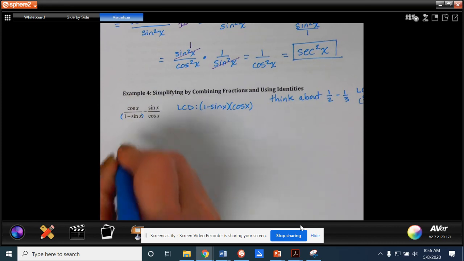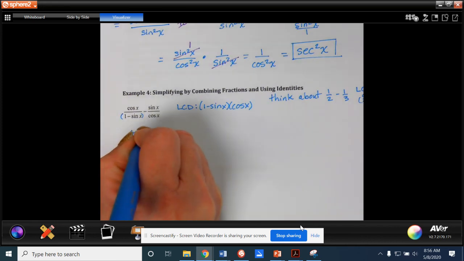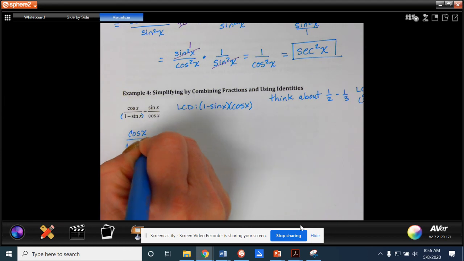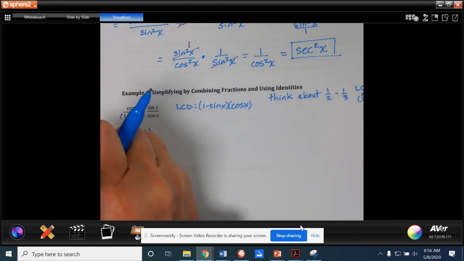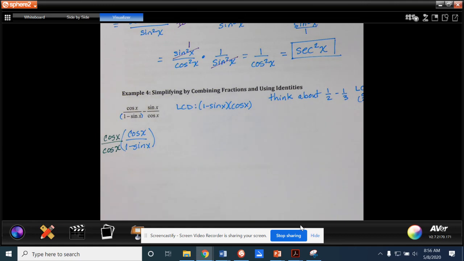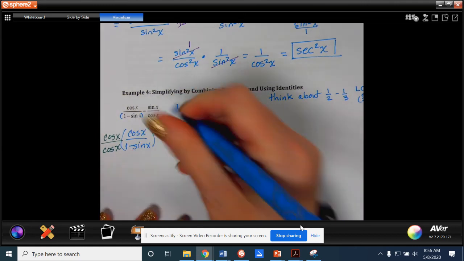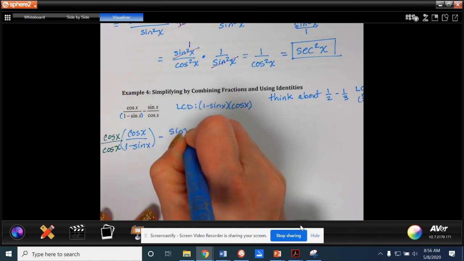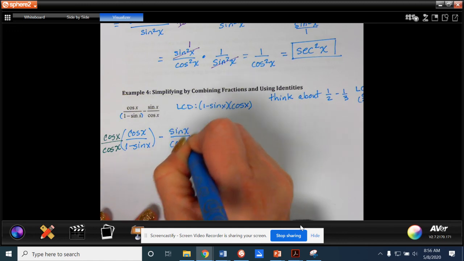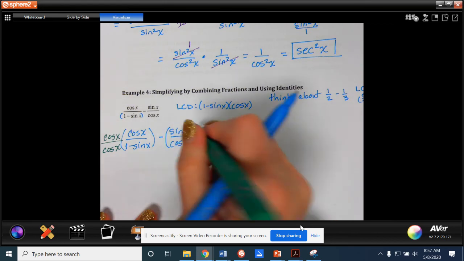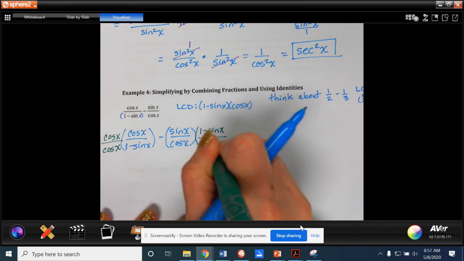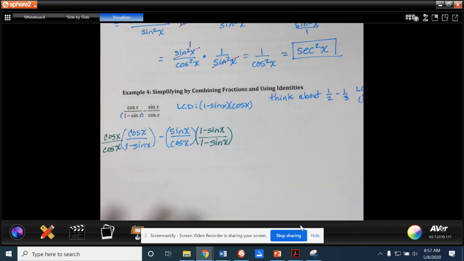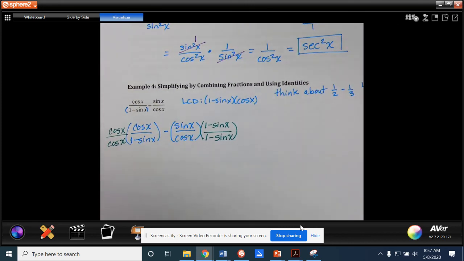So let's do that. I have cosine x over 1 minus sine x, and I'm going to have to multiply that by cosine x over cosine x, because that's going to give me the common denominator. Now on the right-hand side, I have sine x over cosine x, and I have to multiply by my 1 minus sine x to get my lowest common denominator. Whatever I do to the denominator, I do to the numerator.